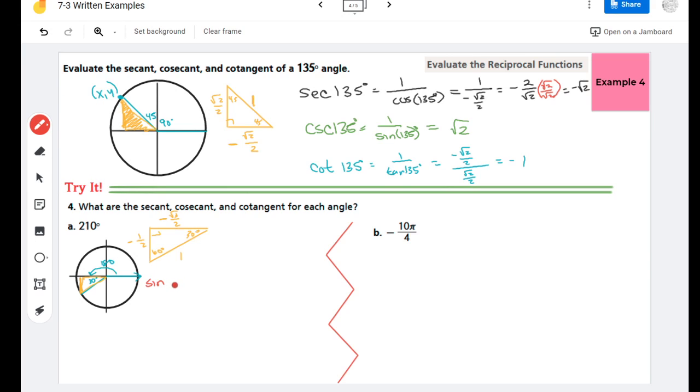So I know that the sine of 210 degrees is equal to that y value, which is negative 1/2. So if I'm finding my cosecant of 210 degrees, I'm going to take that negative 1/2 and flip it upside down. So I get negative 2.